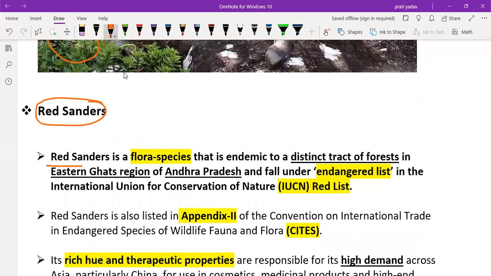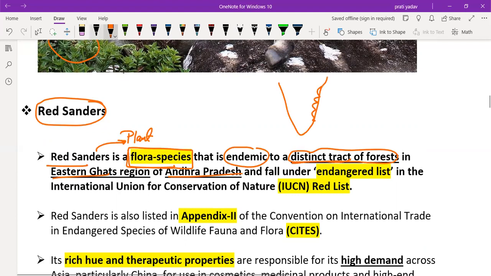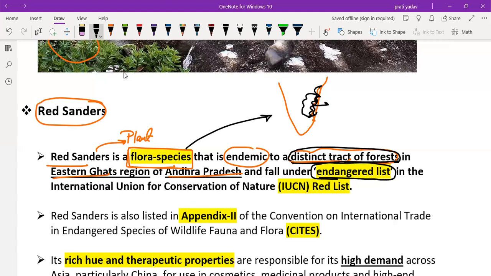See, red sanders is a flora species. That means related to plants. Red sanders is a flora species. It is endemic to a distinct tract of forest, not everywhere in the forest, in the distinct tracts of forest in the Eastern Ghats region of Andhra Pradesh. Okay, this is the map of India. So in this part of India, in the Eastern Ghats region of Andhra Pradesh. Here Andhra Pradesh is located. So in the Eastern Ghats of Andhra Pradesh, in the distinct tract of forest, this red sanders species is found. And it falls under the endangered list. Remember, red sanders falls under the endangered list.